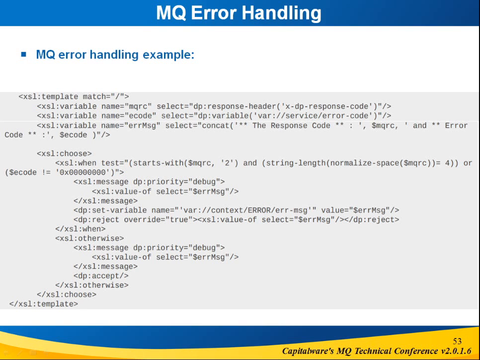Error handling. The reason code that comes back from MQ is exposed as a DataPower variable called x-dp-response-code. So you can extract that reason code, and you can then make use of that for logging or making some decision inside of the logic of your style sheet and so on. So it gives you, again, full programmatic control over handling that particular error code that comes back from MQ.